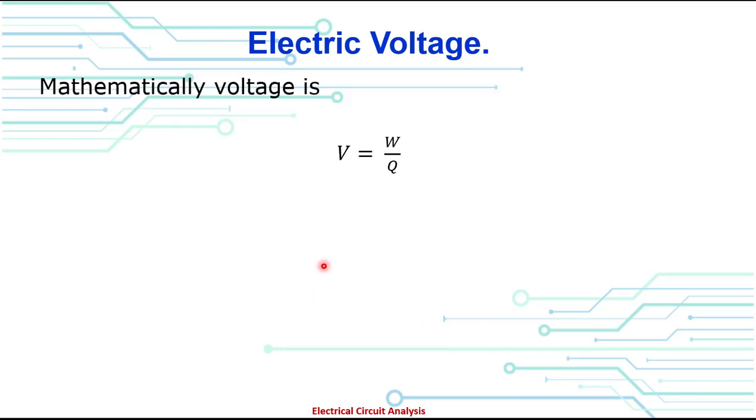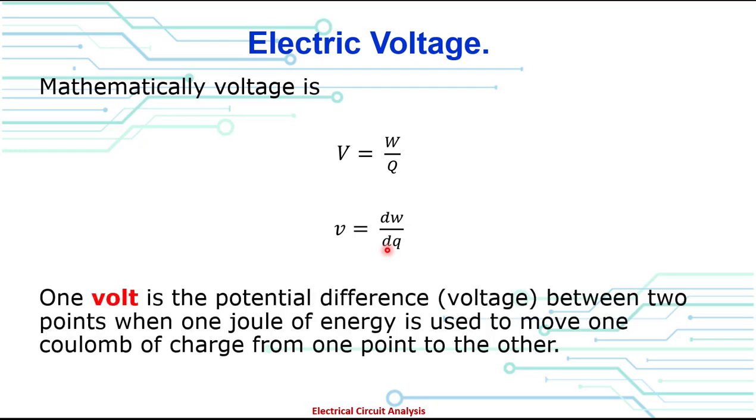Mathematically, voltage is the ratio of work done with respect to charge. Capital V represents a constant value of voltage. Small v represents the instantaneous value of voltage, which is equal to the differential of work done with respect to charge. Volt is the unit of voltage. 1 volt is the potential difference between 2 points when 1 joule of energy is used to move 1 coulomb of charge from one point to another.